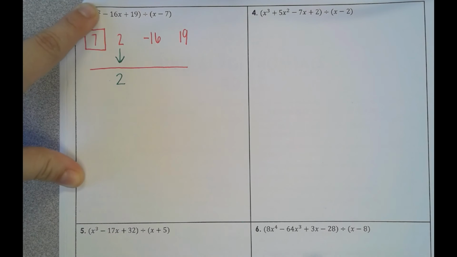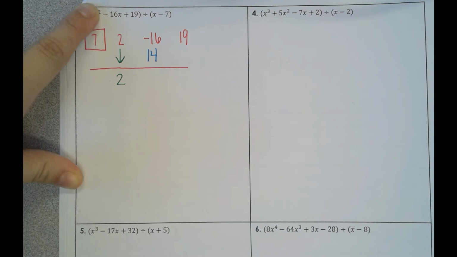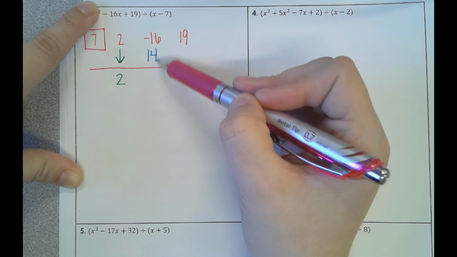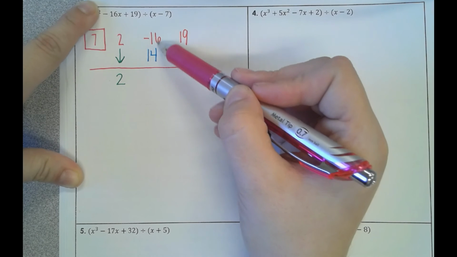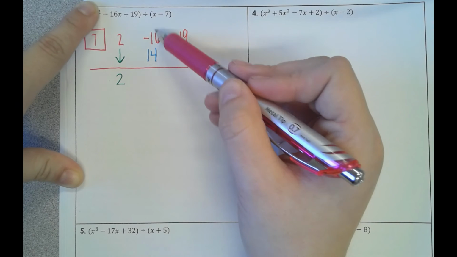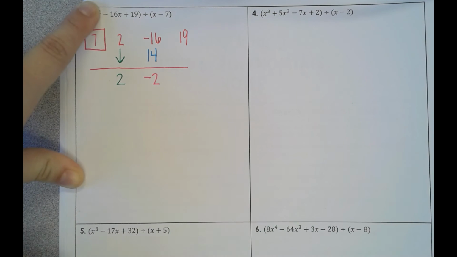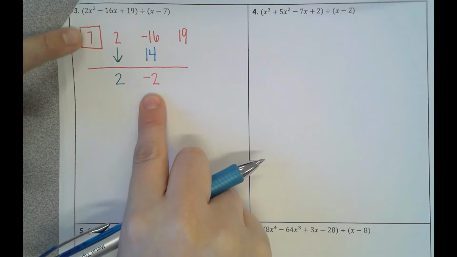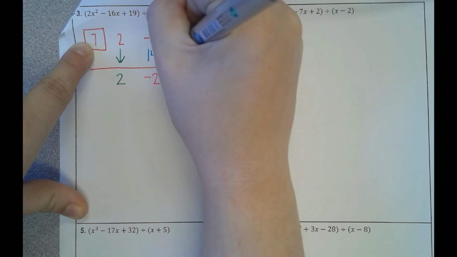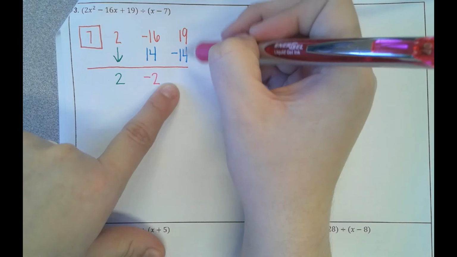Then we multiply. What's 7 times 2? 14. Then we add. What number goes next? Negative 2. Then we multiply. This time I'm doing 7 times negative 2, which is negative 14. And then I add.